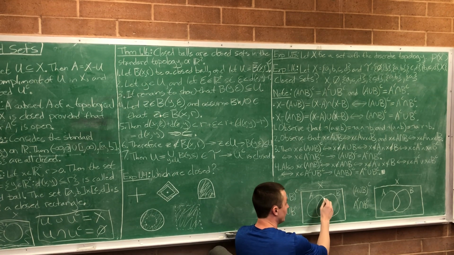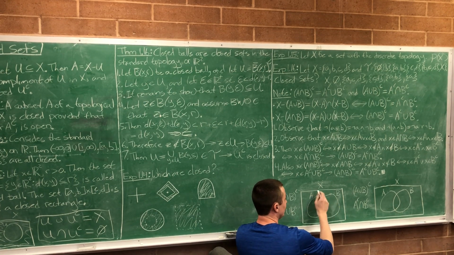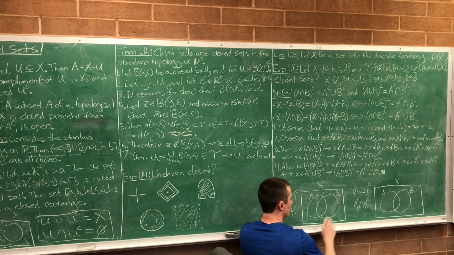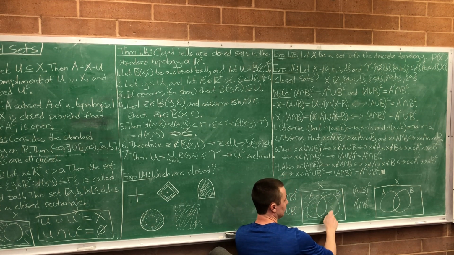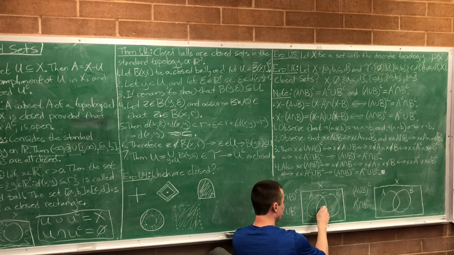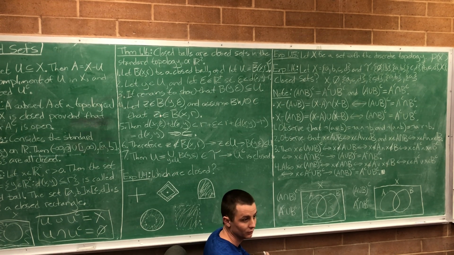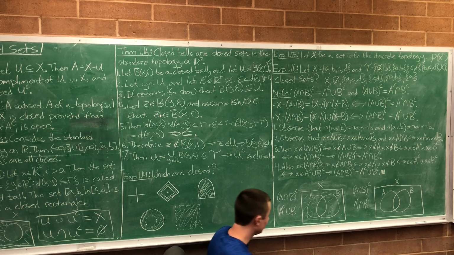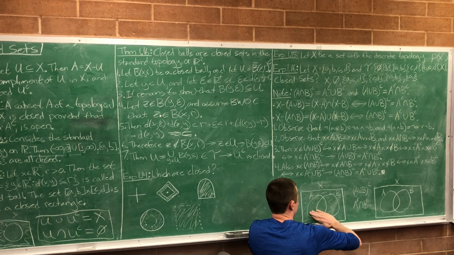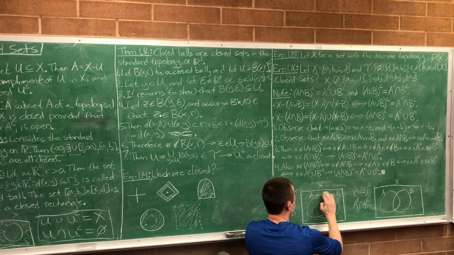That's the complement of A intersect B. So that's everything out here, everything here, and everything here, right? Everything except for A intersect B. It's A intersect B's complement, right? Okay, follow that? Now, let's play again.